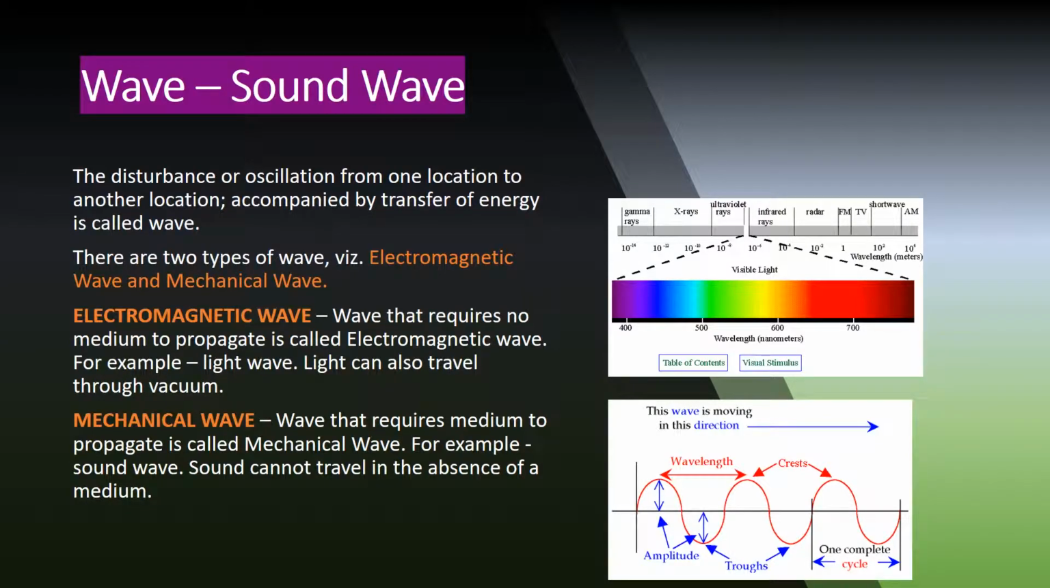Electromagnetic wave: wave that requires no medium to propagate is called electromagnetic wave. For example, light wave. Light can also travel through vacuum. Mechanical wave: wave that requires medium to propagate is called mechanical wave. For example, sound wave. Sound cannot travel in the absence of a medium.